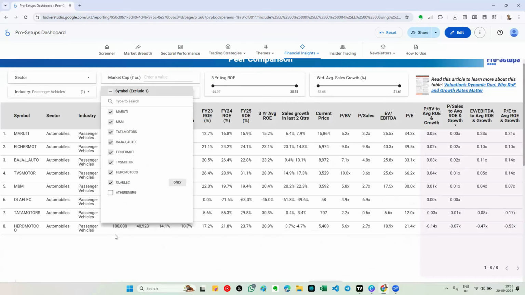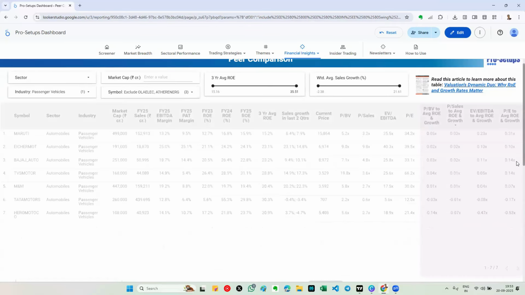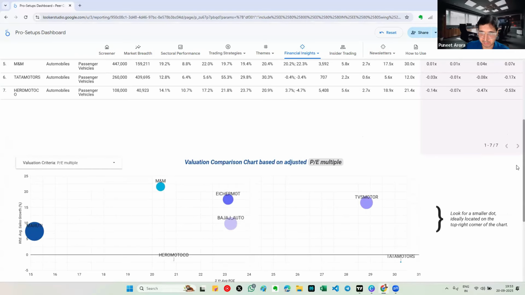Yeah, I think this helps. Now the table is clear. TVS Motor. Now, see, the size of the dot is important. The higher the size of the dot means the valuation multiple that the company is getting is high.